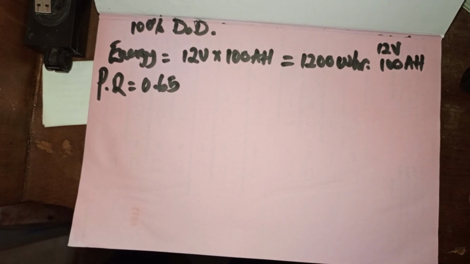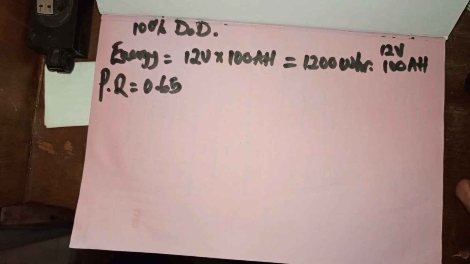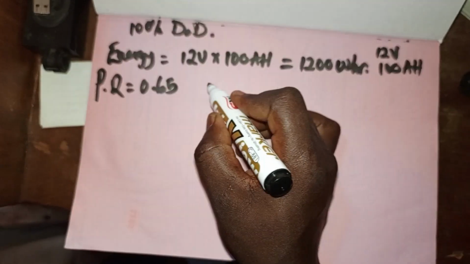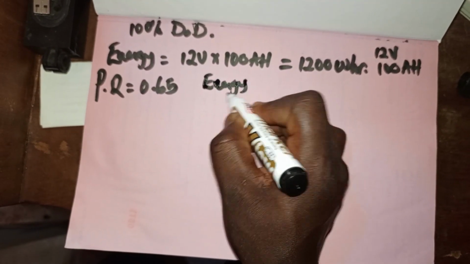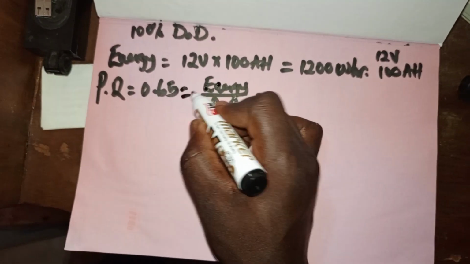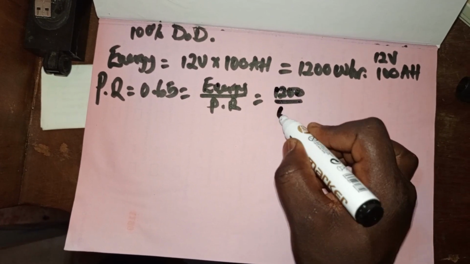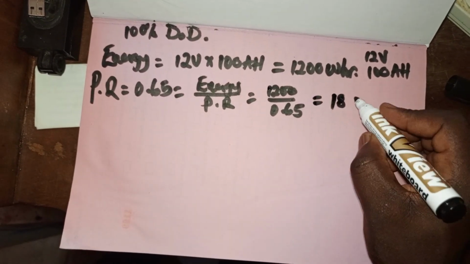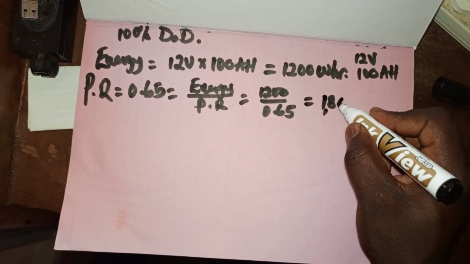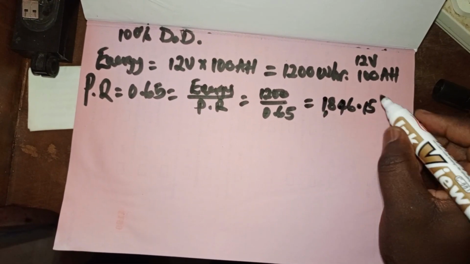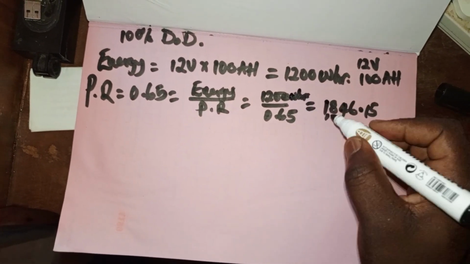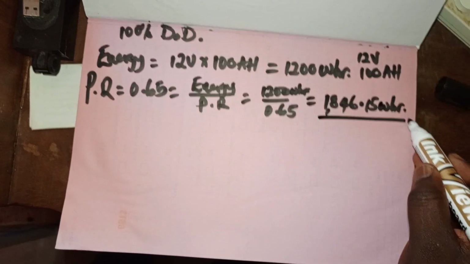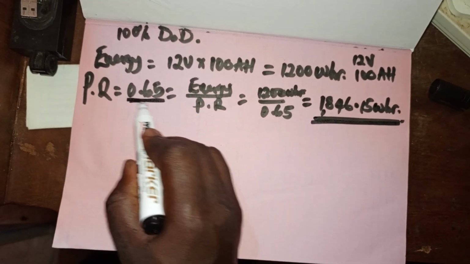So for us to get the total number of watts required from the solar panel to charge the battery, we need to get the performance ratio. We say the energy all over the performance ratio, which is the same as 1200 all over 0.65. So here we shall get 1846.15. This is the watt hours. This is the total energy required at this performance ratio of the solar panel.